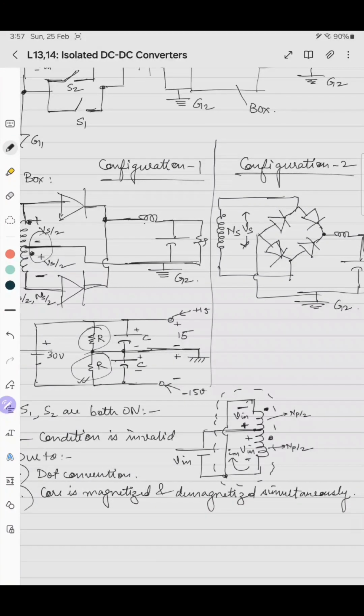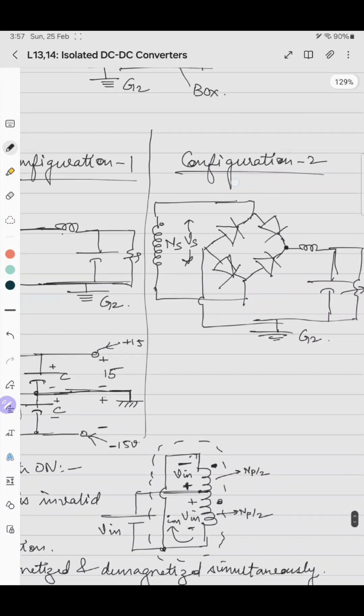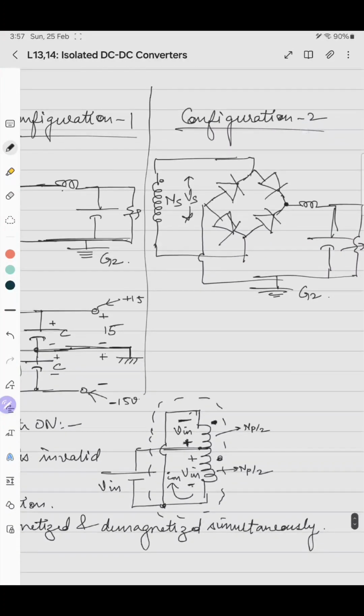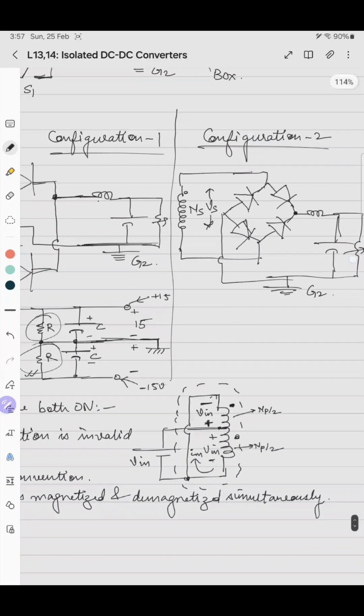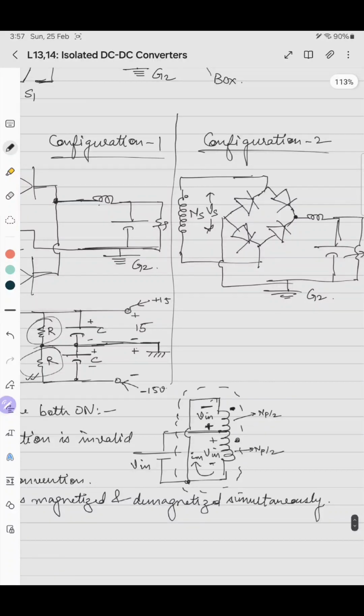In configuration 2 there is no center tap at the secondary. Directly we have a full bridge diode and then it is rectified using 4 diodes. The only thing is that the requirement of the diodes is increased. But the plus point in configuration 2 is that we don't need a center tap.